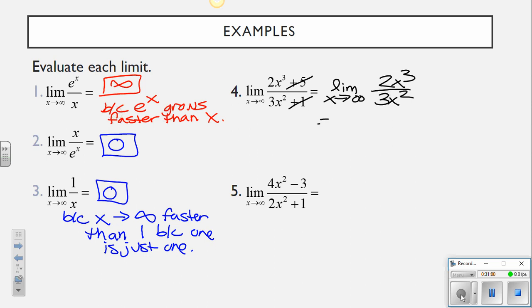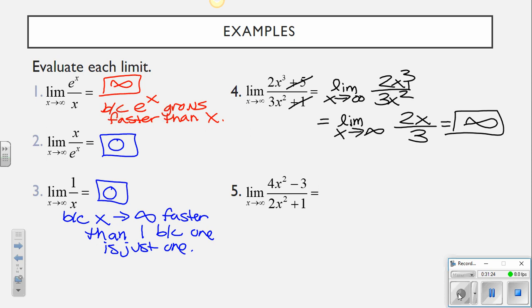So then, what's this going to be? The limit as x approaches infinity of 2x over 3. Because here, if you subtract those exponents, you're left with just this. You guys see that? Now, which one's growing faster at this point? The numerator or the denominator? And it's growing towards what? Infinity.